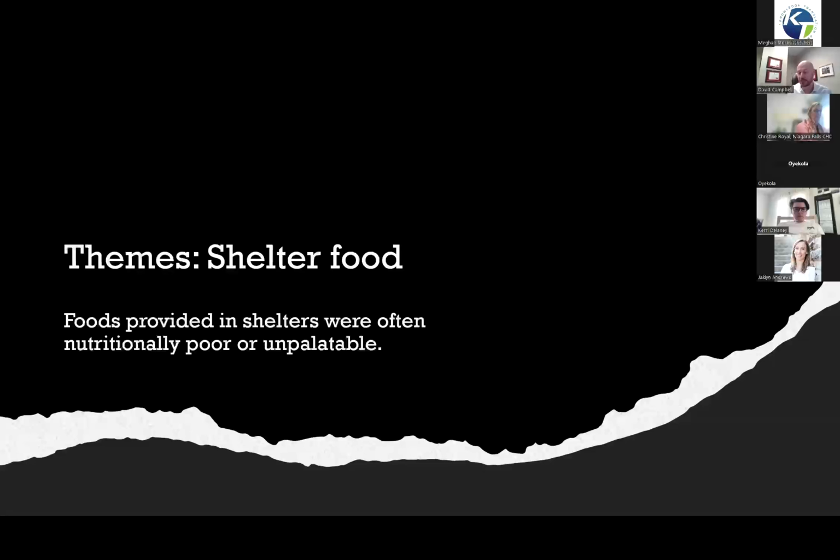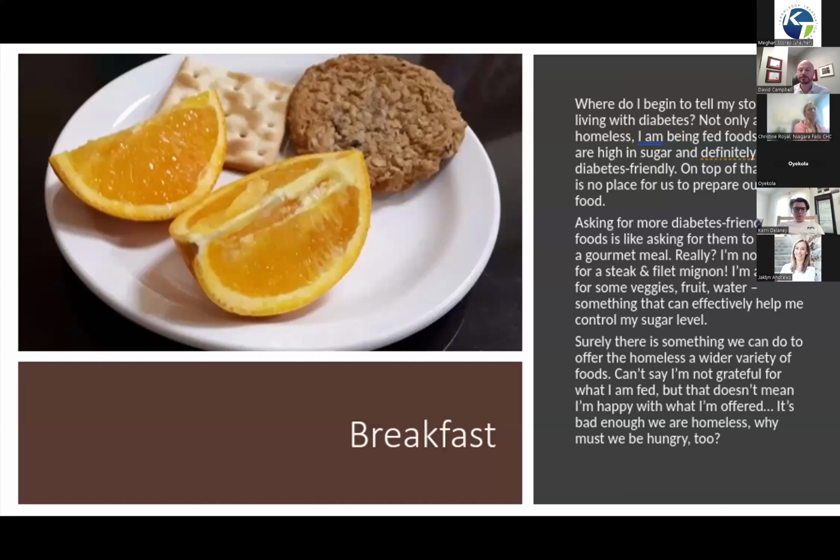Another one that really shined through was around the foods provided in shelters. And this is something you can read about in the literature. There's lots of nutrition studies and other studies that have shown that the food in the shelter is not very healthy. And that's well known, but to see it depicted in this way takes it to a whole separate level, right? This is a photograph taken by Anna.